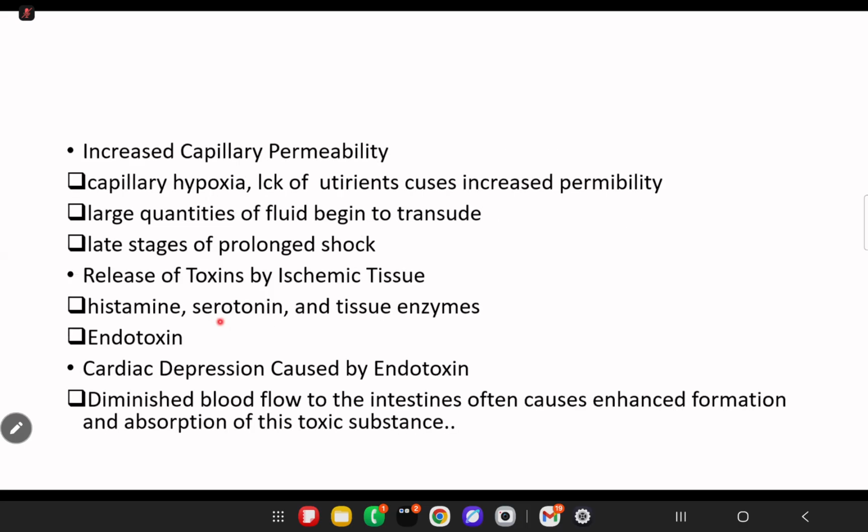In addition, no new blood flow is coming in, so no nutrients coming in. Therefore, your smooth muscle starts getting problematic, and the capillary cells start becoming inactivated. So you will start getting capillary hypoxia, and then you start leaking. Then you have toxins which are released again by ischemic tissues, like endotoxins, histamine, serotonin. And these endotoxins will also cause cardiac depression.